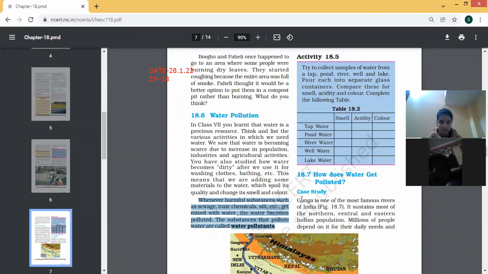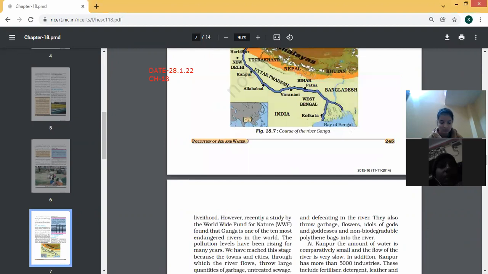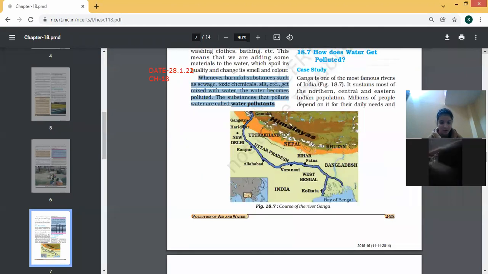Case study. Ganga is one of the most famous rivers of India. It sustains most of the northern, central, and eastern Indian population. Millions of people depend on it for their daily needs and livelihood. However, recently a study by Worldwide Fund for Nature found that Ganga is one of the 10 most endangered rivers in the world. The pollution levels have been rising for many years.